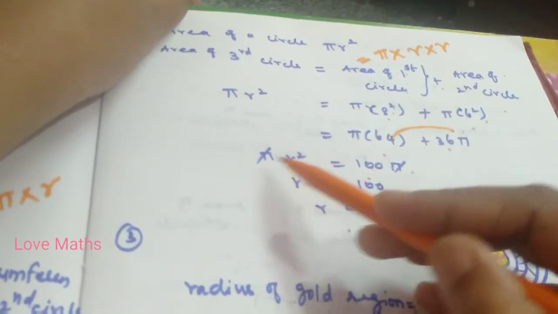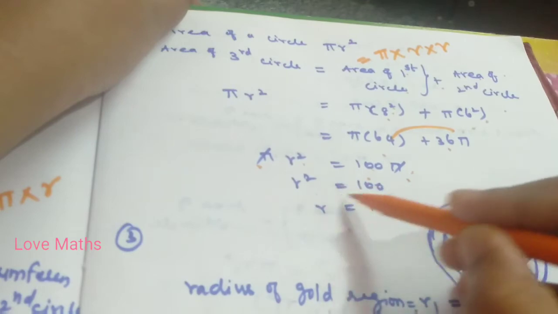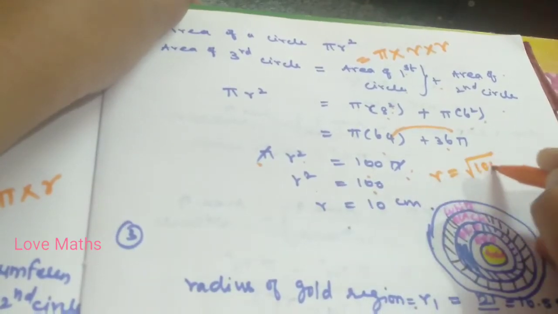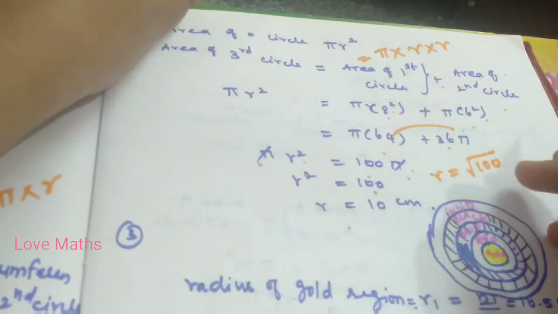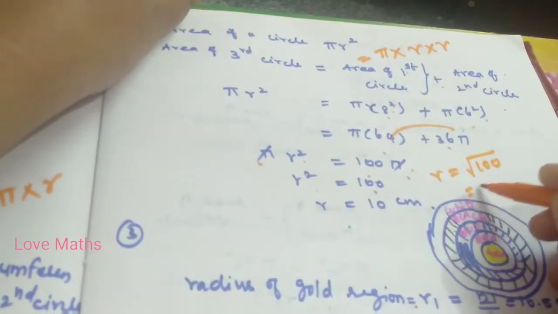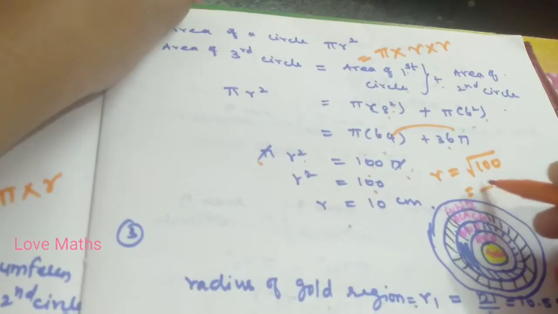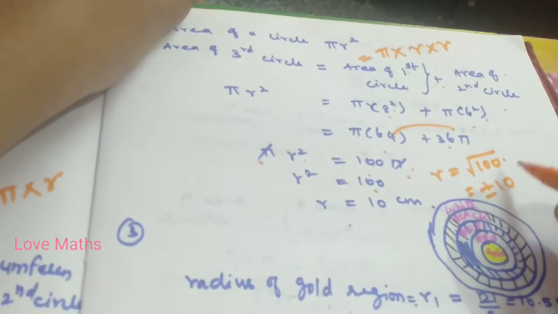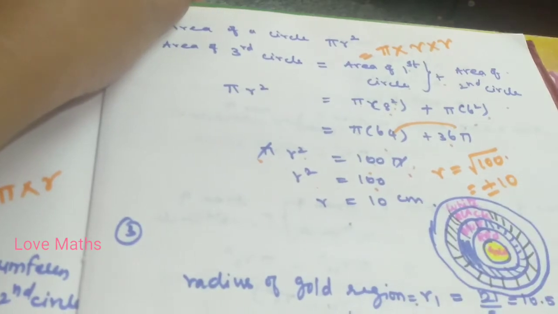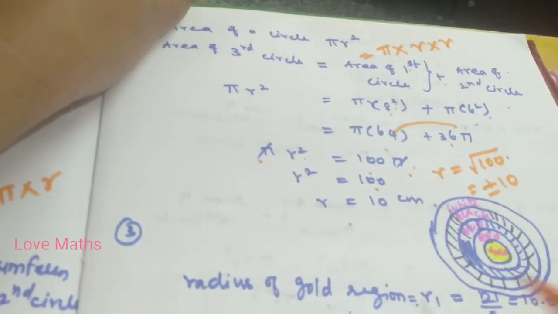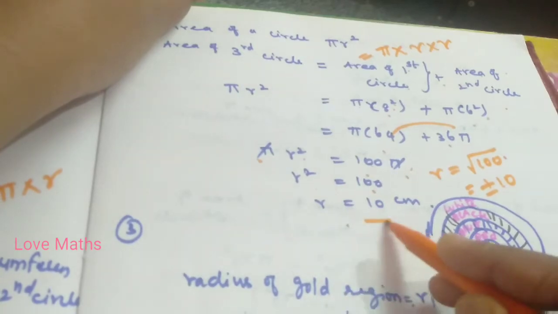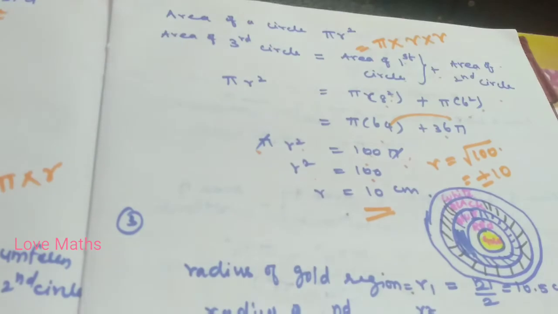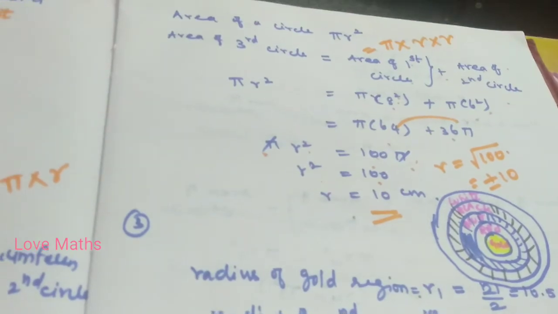So this side pi r square. Pi and pi cancel. r squared is equal to 100. This side the square goes to the opposite side of the equal sign as a square root. So the square root of 100 is 10, that means plus or minus 10. 10 into 10 is 100, minus 10 into minus 10 is also 100. But for radius we take only the positive value. So r is 10 centimeter. So the new circle radius is 10 centimeter. Okay, so the next one.